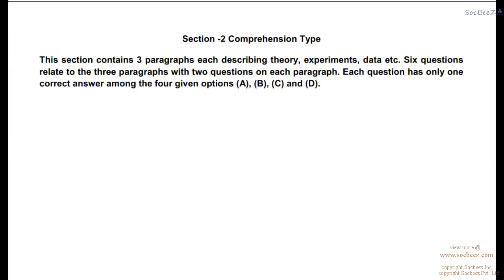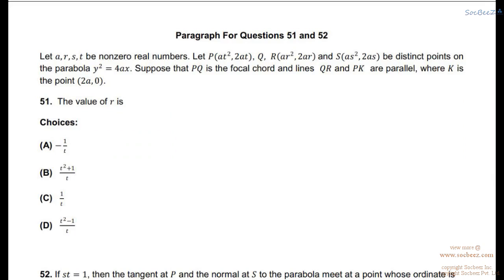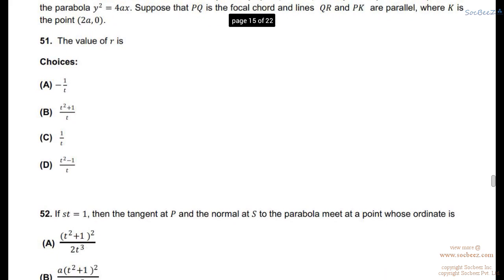Okay. So now let's see another question. The next type of question is a comprehension type question. The question says, let a, r, s, t be non-zero real numbers. Let P (at square, 2at), Q, R (ar square, 2ar), and S (as square, 2as) be distinct points on the parabola y square equals 4ax. Suppose that PQ is the focal chord and lines QR and PK are parallel, where K is the point (2a, 0). The question says the value of r is.